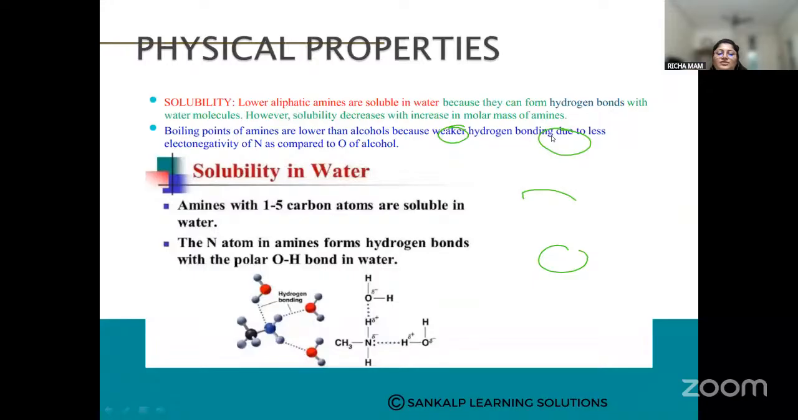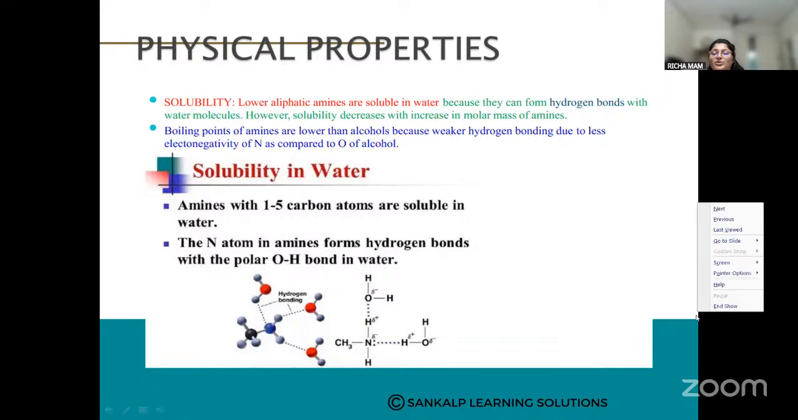Next we are going to see the physical properties. When we talk about the physical state and odor, your lower aliphatic amines are gases and they have a fishy odor. And primary amines with three or more carbon atoms are liquid or solid with ammonia smell.